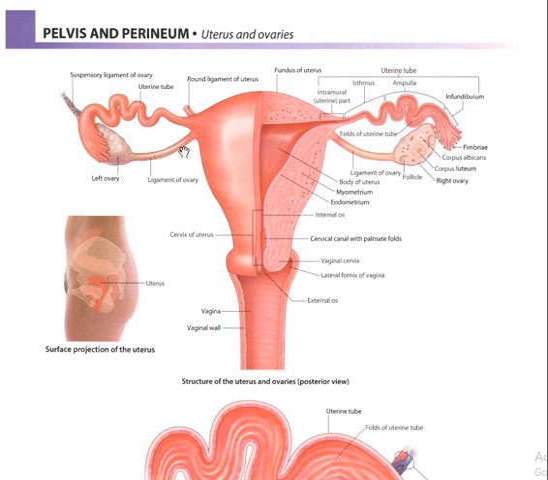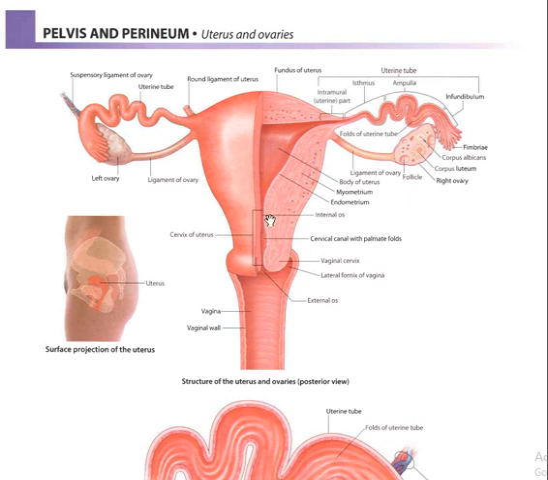Here is the ligament of the ovary. So this is the suspensory ligament of the ovary, and this is the ovarian ligament. Now at this position here, you instead have a deep section. Here you are going to have the fundus of the uterus. Here is the body of the uterus. Here you are going to have the endometrium, the myometrium, and the perimetrium.